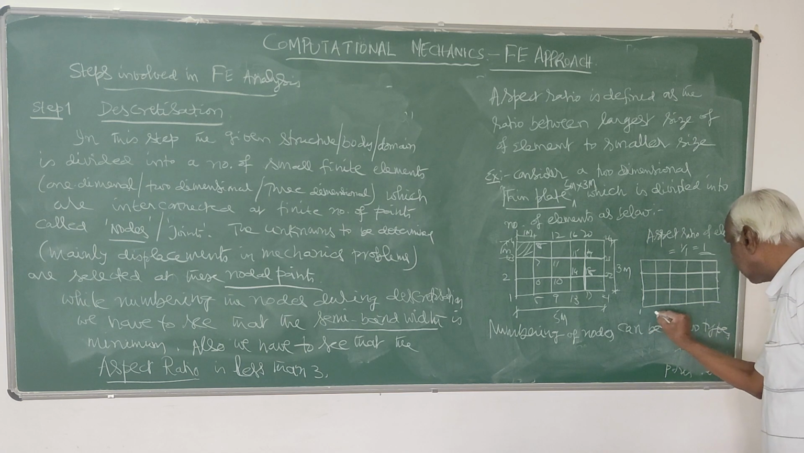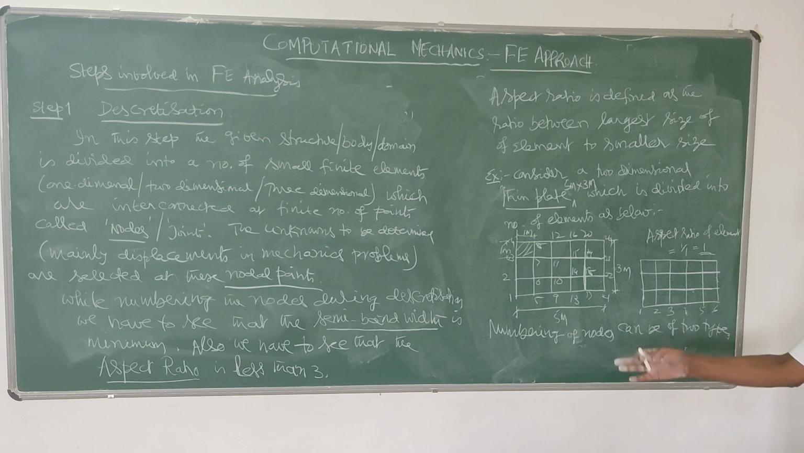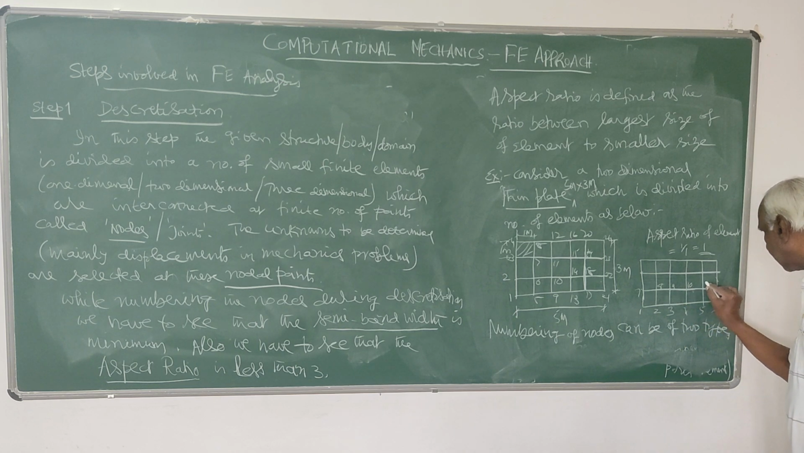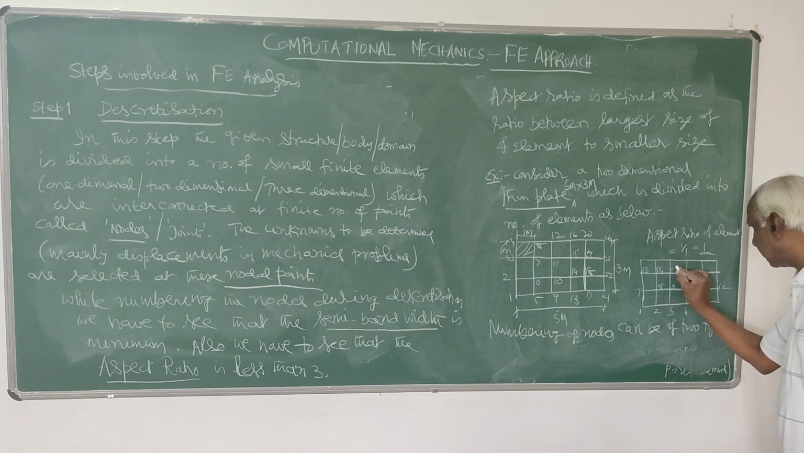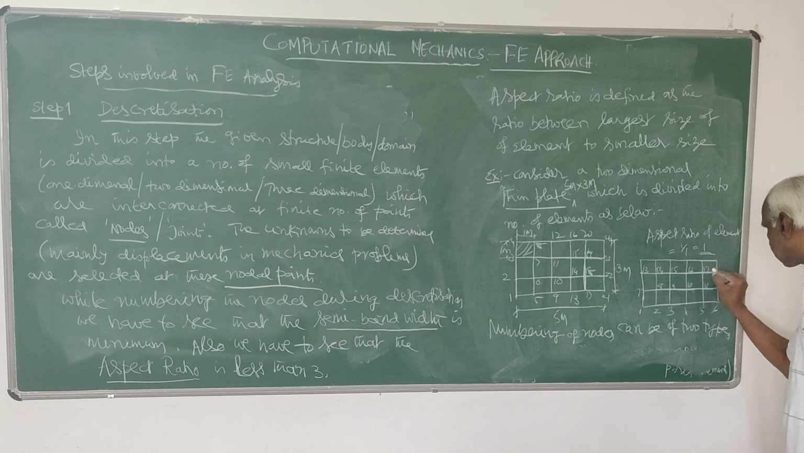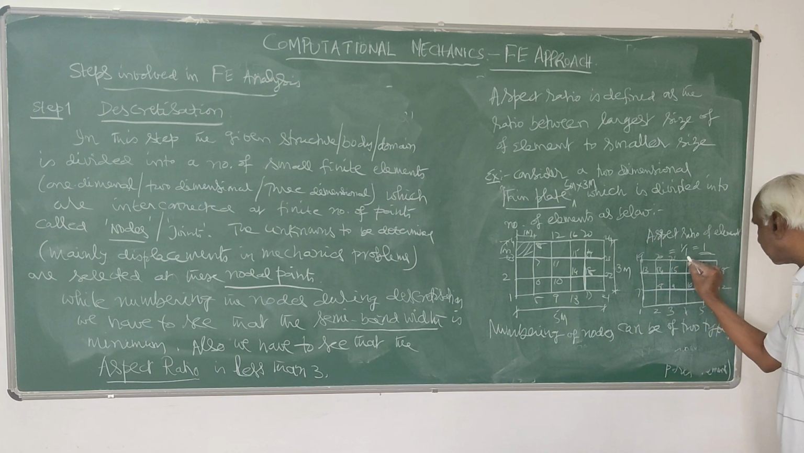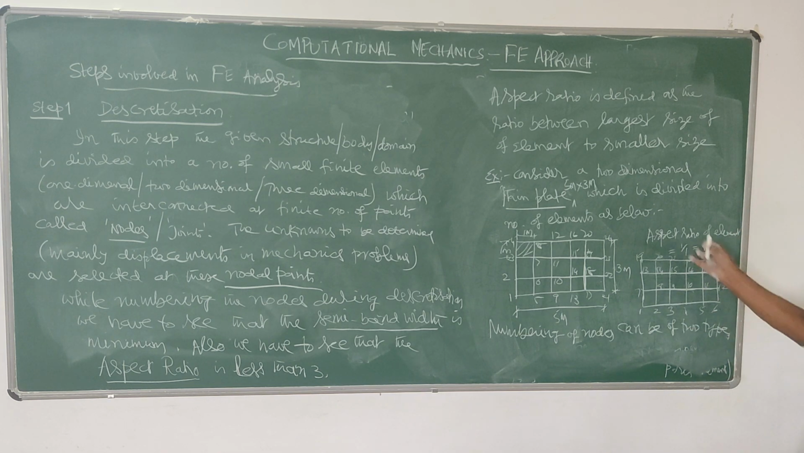So you can number along the length, sequentially, 5, 6, 7, 8, 9, 10, 11, 12, 13, 14, 15, 16, 17, 18, 19, 20, 21, 22, 23, 24. The number of nodes has to be the same in both cases. Only the numbering way is different.